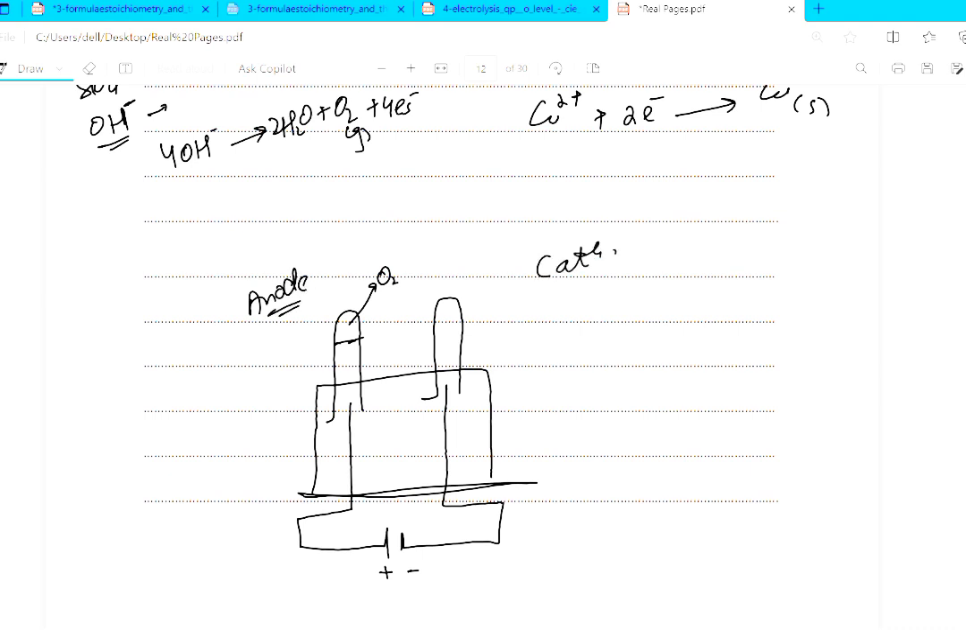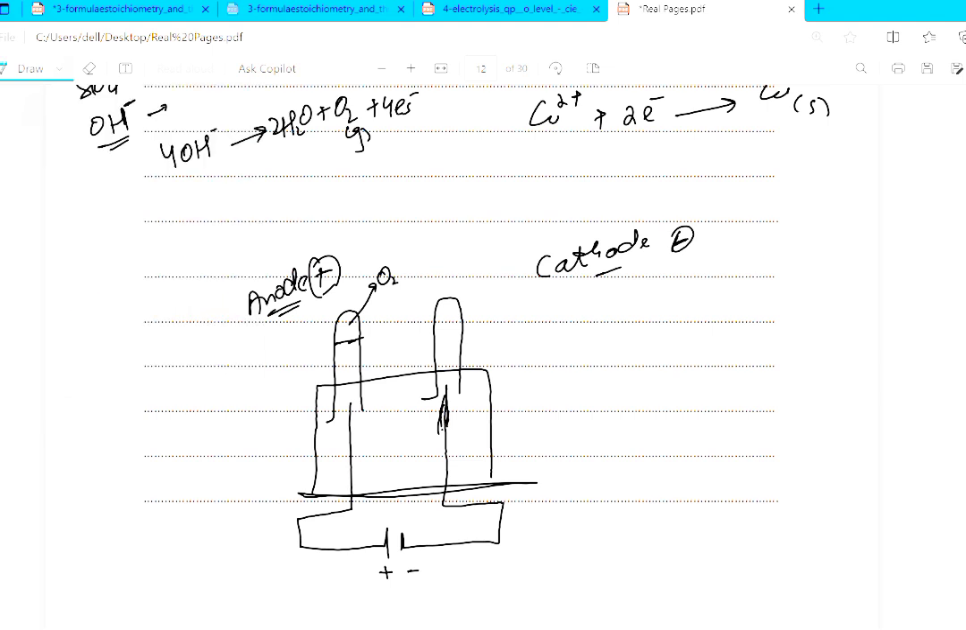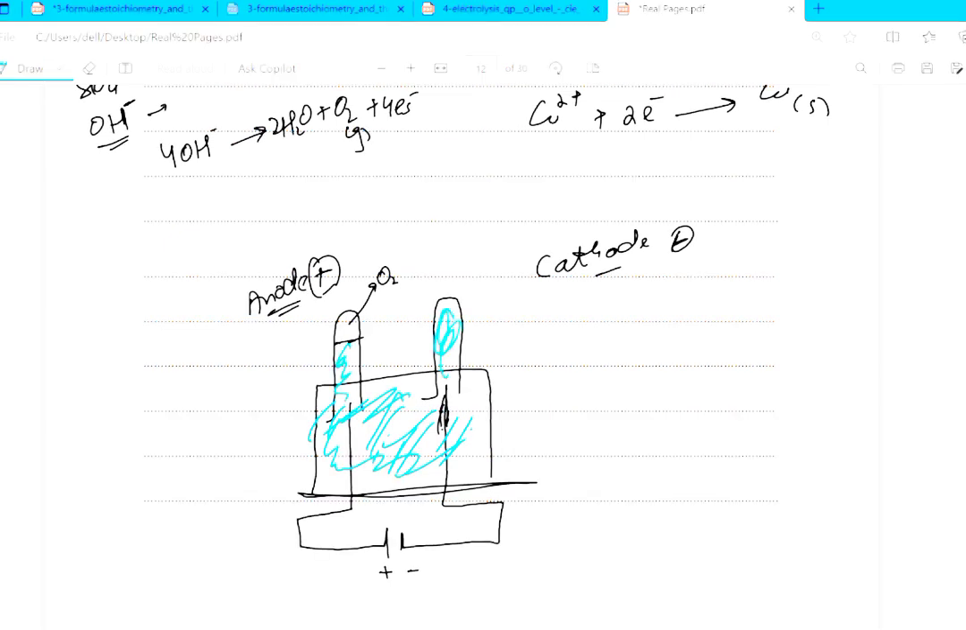In case of cathode, what will be formed? This is the minus, so copper will be deposited. And you must know one more thing: the solution of copper sulfate is blue. This solution is blue, and it will remain blue. Till here it is entirely blue.